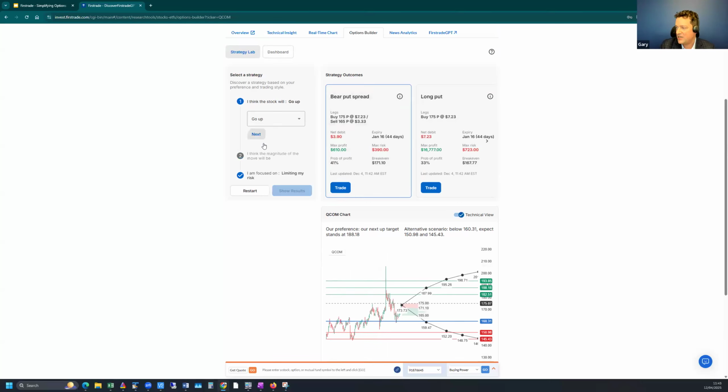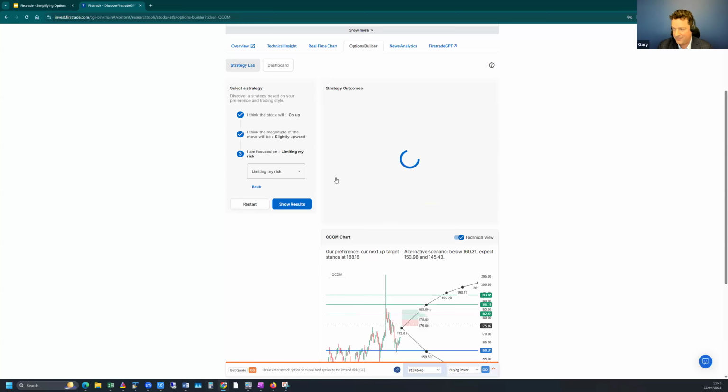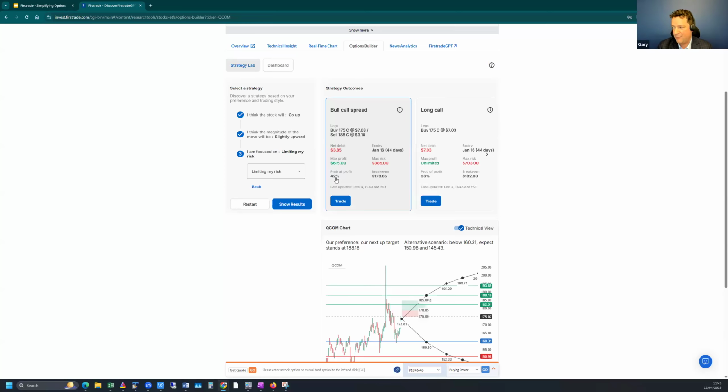So I could change my opinion if I say go up, select slightly upward, limiting my risk, boom, right away. I now have some unique strategies here. So I have a bull call spread because it looks relatively cheap in terms of volatility pricing. And keep in mind, what I like about this product the most is that these are realistic positions you can make. They don't cost too much, right? I'm risking $385 per contract, or $385 period for one contract, to make 615, and we're above 40. It's hard to get to 50 with these spreads, but above 40 is what I'm looking for, right? This is a pretty good risk reward payoff, pretty affordable, right?